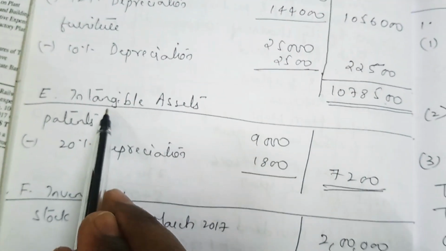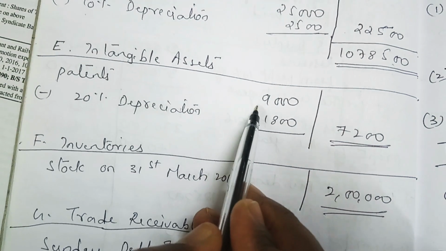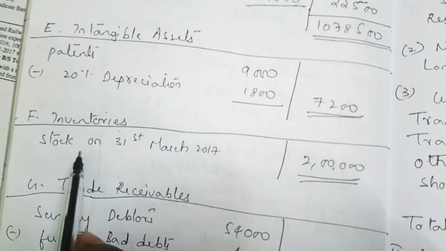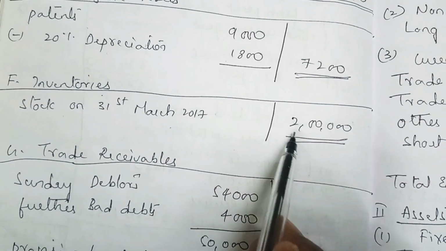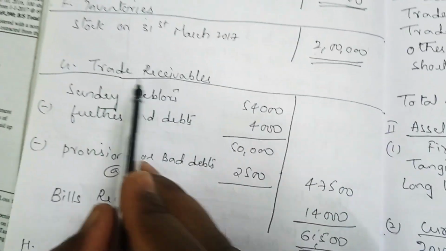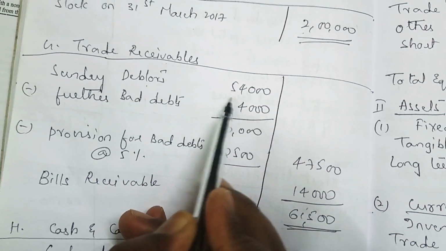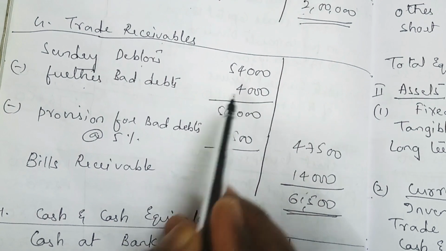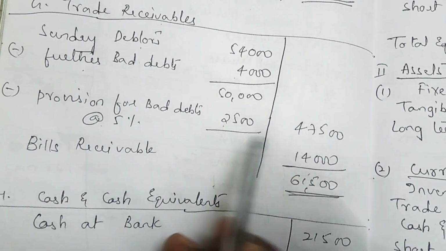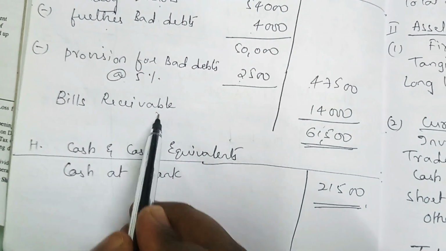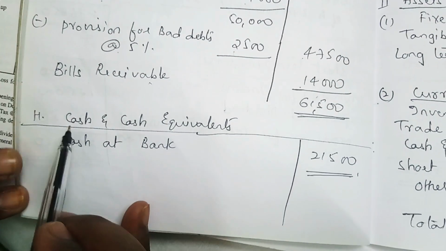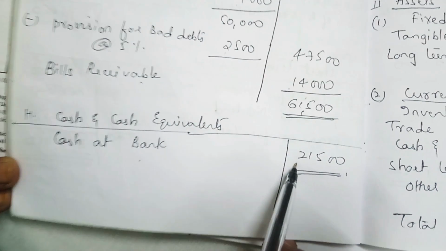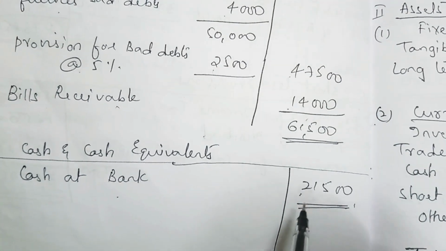Next is the intangible assets. Patents you have 9,000, on the depreciation 1,800. Inventories you have, so stock, the closing stock 2 lakhs. Trade receivable, sundry debtors 54,000. Bad debts he mentioned in the question, so 4,000 we have deducted. 5% provision we have deducted. This is the total amount. Next, bills receivable 14,000. Next, cash and cash equivalents, cash at bank. This is the balance amount. So this is your working notes.